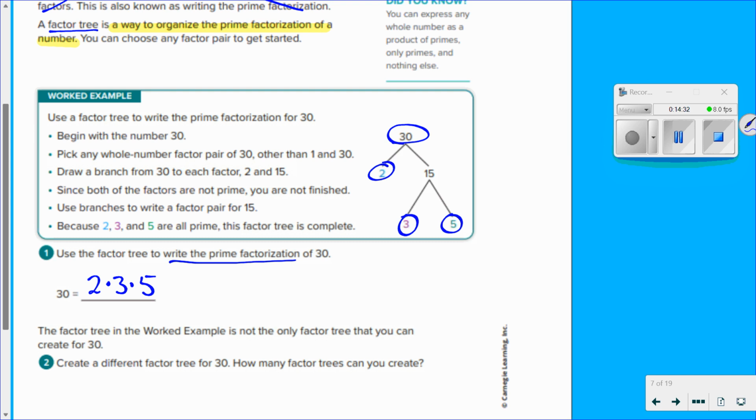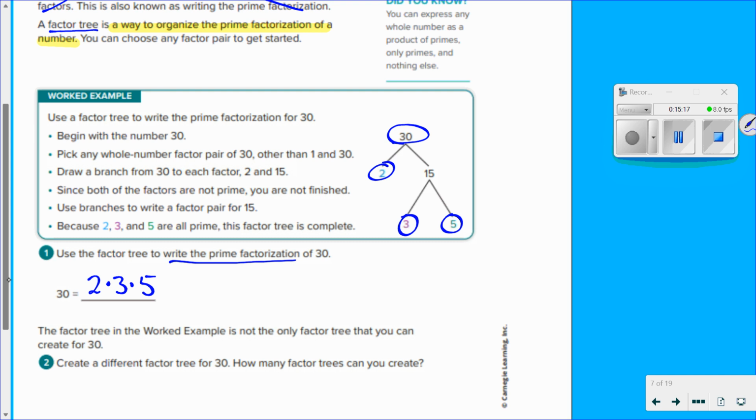Remember, we don't use x's for multiplication anymore, correct? If I'm writing it up here, you should have it in your book. If I have it on the board, you should have it in your book. So that is how we write the prime factorization of the numbers. The factor tree helps you organize it and figure out what the prime factors are, and we put the dots in between the numbers to show the prime factorization. So just to show you what just happened, what's 2 times 3? 6. 6 times 5? 30. So it's basically another way to rewrite 30.